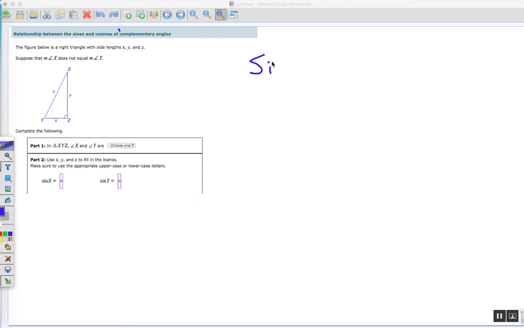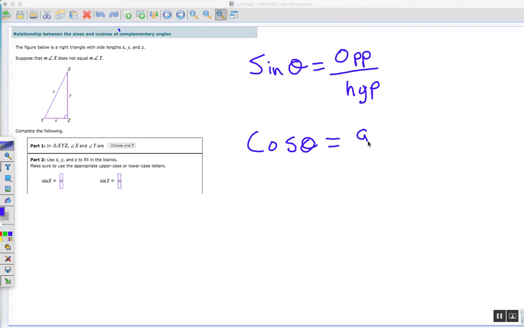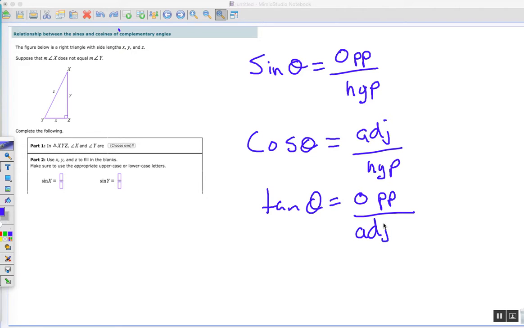So remember, sine of an angle is equal to the ratio of its opposite side to its hypotenuse. Cosine of an angle is equal to the ratio of its adjacent side to the hypotenuse. And tangent of an angle is equal to the ratio of its opposite side to its adjacent side. So here, when this question is asking you to fill in these values, you're using this triangle.